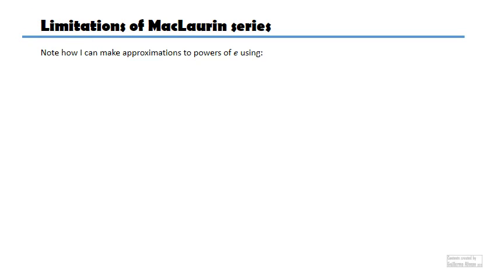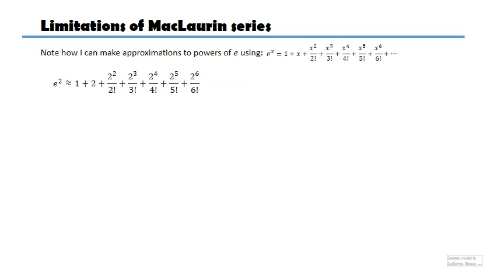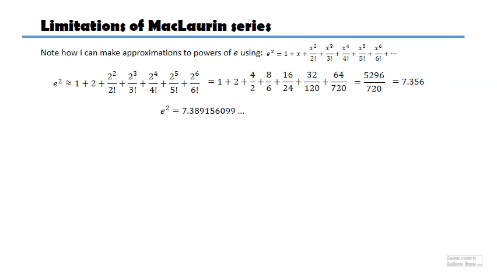Now, we used it before to make approximations to the powers of e, right? We had our wonderful MacLaurin expansions here. So we could just say, okay, so what is e to the power of 2 truncated at the seventh term, right? At k equals 6. Well, we calculated it to be 7.356, and we can subtract.